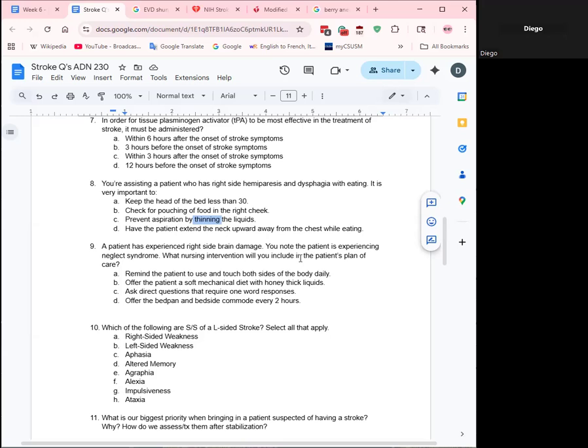Number nine, a patient has experienced right-sided brain damage. You note the patient is experiencing neglect syndrome. What nursing intervention will you include in the patient's plan of care? If you don't know what this is, I'll explain it.